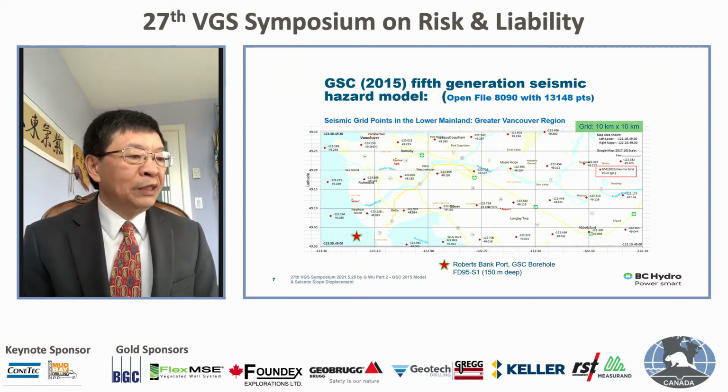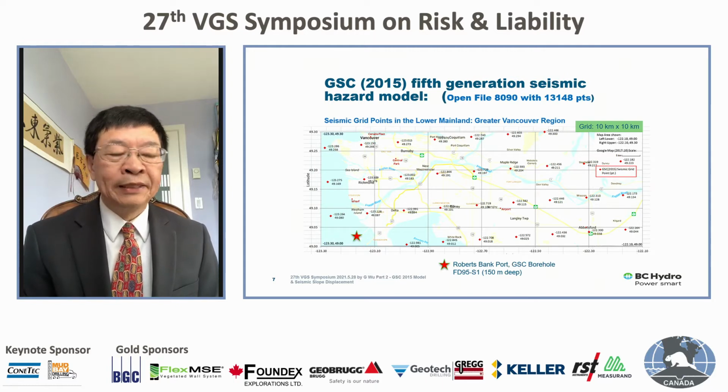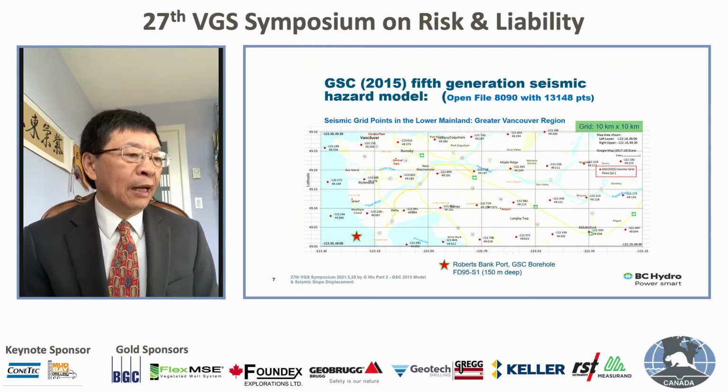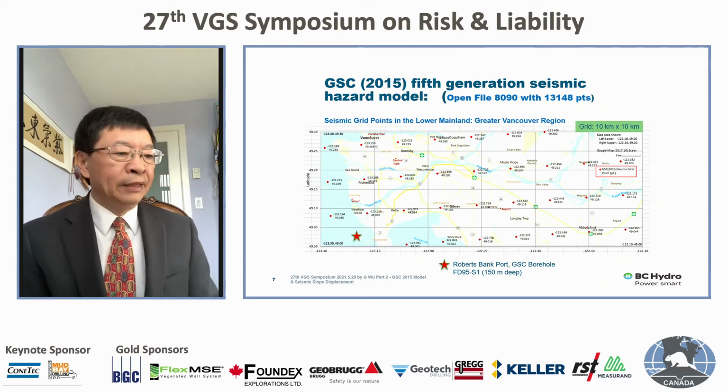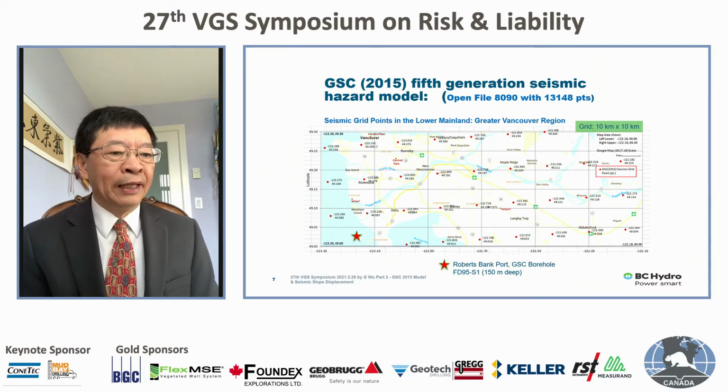So, the GSC 2015 fifth generation seismic hazard model. This is the designated model to be used in NBCC 2015. And it's the first model that incorporates this Cascadia subduction earthquake in a probability model. And in this model, it actually outputs digital results in a grid of 10 kilometers by 10 kilometers.